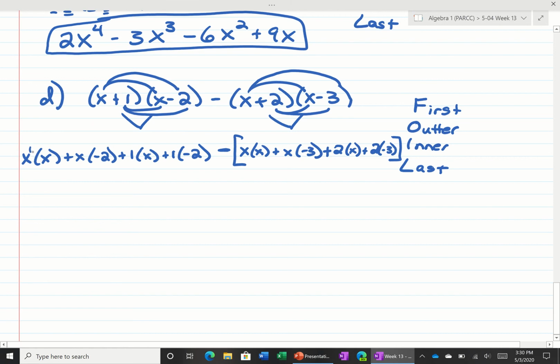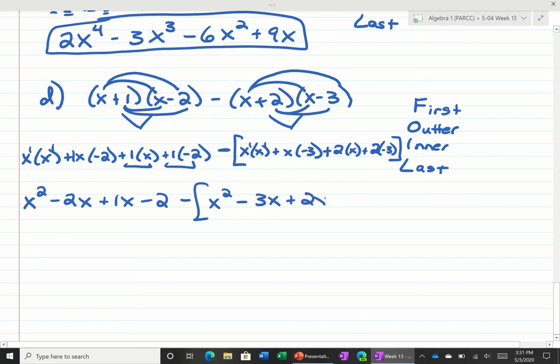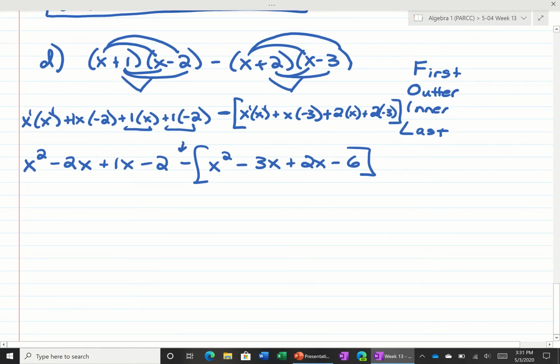X times x, remember when you're multiplying the same base, you add the exponents, so this would be x to the second. 1 times negative 2 is negative 2x. This would be 1x. 1 times negative 2 is negative 2. And then we're going to be subtracting x times x. You add the exponents, that's x to the second, minus 3x, plus 2x, and then minus 6. Let's combine our like terms, and then we'll deal with this negative. We're going to have x squared minus 1x minus 2 minus x squared minus x minus 6.